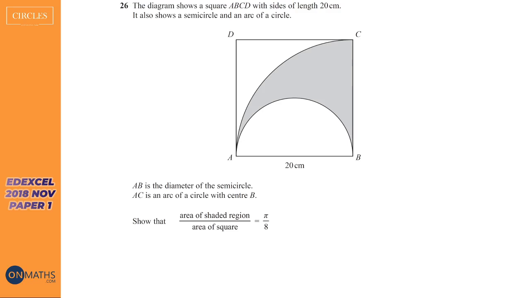So I'm going to focus first with this question to work out what the shaded area is. So you can see here we've got a big quarter circle, and we want to remove this semicircle from it. So we're going to find out the area of the quarter circle.